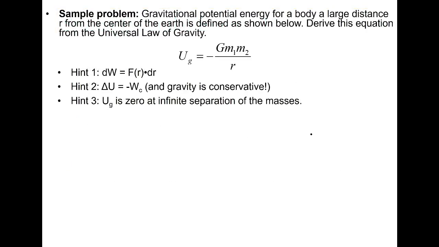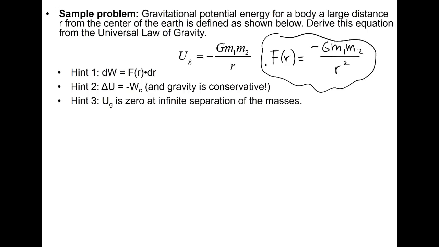Okay, so here's an example. We're going to show later on that potential energy for gravity is really negative GMm over r. But what we want to do is attempt to derive this, okay? And we want to get this from the universal law of gravity, which, by the way, we'll talk about a little bit later on, but it's negative G m1 m2 over r squared. So don't worry if you haven't seen this before. We're just going to take this and show that it can turn into this potential energy function.